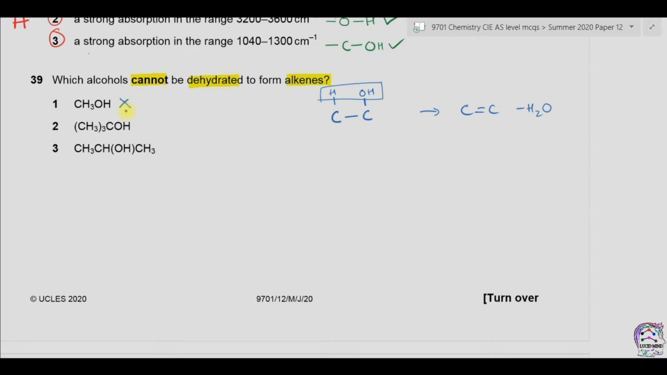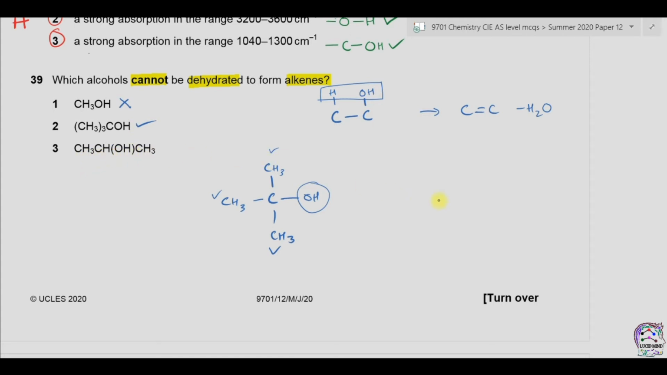So this is wrong. Second is a tertiary alcohol. We have CH3, CH3, CH3, OH. So the OH group will be removed from this carbon and hydrogen can be removed from this carbon or this carbon or this carbon, and there could be a double bond between any of these. So therefore 2 is correct.